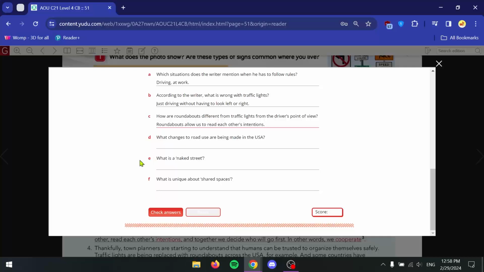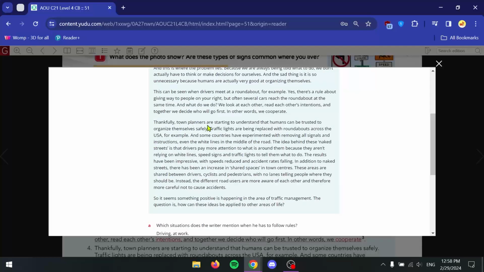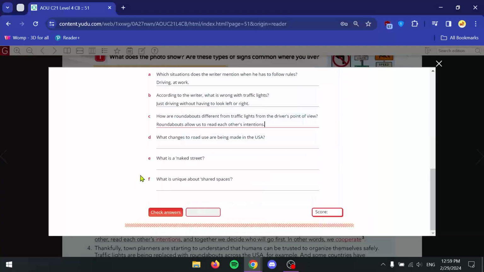Okay, let's go to D. What changes to road use are being made in the USA? Here you go. Traffic lights are being replaced with roundabouts across the USA. So we'll literally put that as it is. Traffic lights are being replaced by roundabouts.